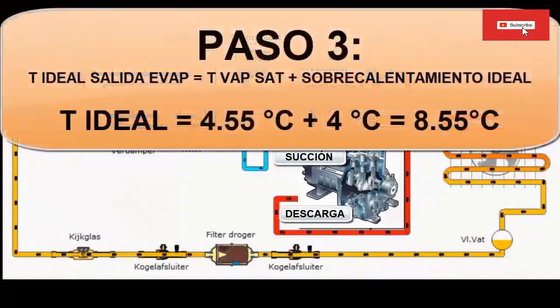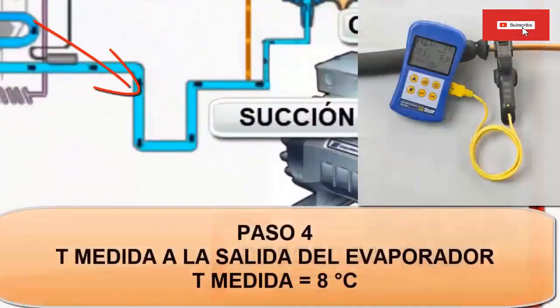Now we go to Step 3 and calculate the ideal temperature at the outlet of the evaporator. This is calculated with the following formula. Ideal temperature is equal to the saturated steam temperature plus the ideal superheat. Now in Step 4, we measure the temperature at this point. For this a suitable thermometer must be used. In this case the value of the measurement was 8 degrees Celsius.